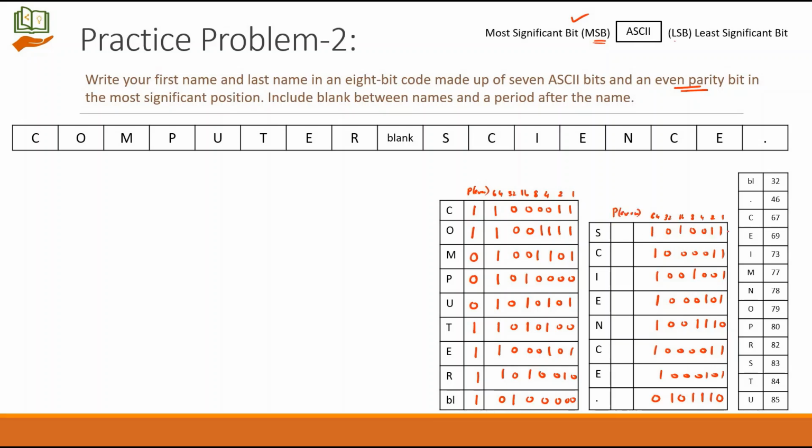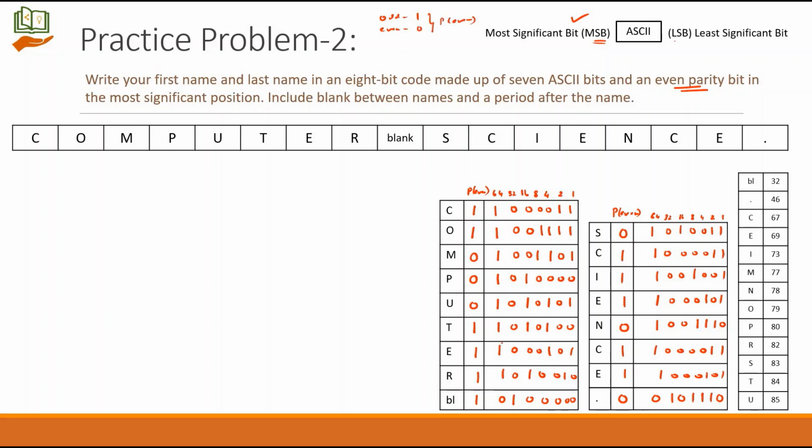Now we have to again write even parity here. 1, 2, 3, 4. 4 ones are there, it is even. C has 3 ones, so we are adding 1. I has 3 ones, we are adding another 1. E has 3 ones, we are adding 1. N has 4 ones, so it is 0. C has 3 ones, it is 1. E has 3 ones, it is 1. So whenever you have an odd number of ones, you have to add 1 in parity. When it is an even number of ones, you have to add 0 in the parity.